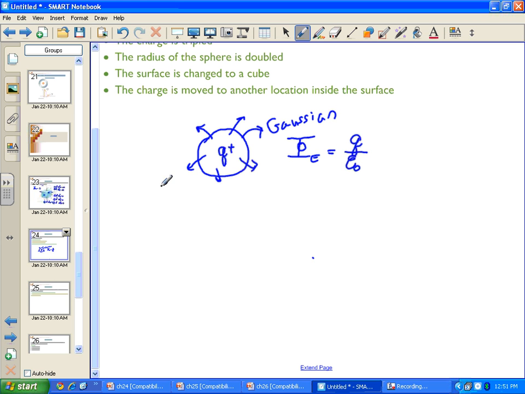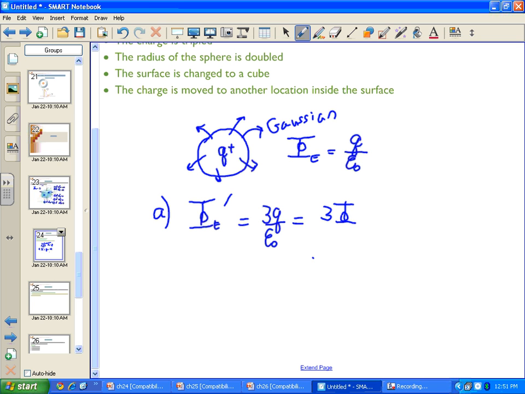Okay, well, in part A, they say, what if we triple the quantity of charge inside the Gaussian surface? So in other words, if by some way we could replace the single positive Q with a Q which is 3 times the value. Well, in this case, the revised electric flux, call it electric flux prime, would be equal to 3Q over epsilon naught, and 3Q over epsilon naught is 3 times the original electric flux.